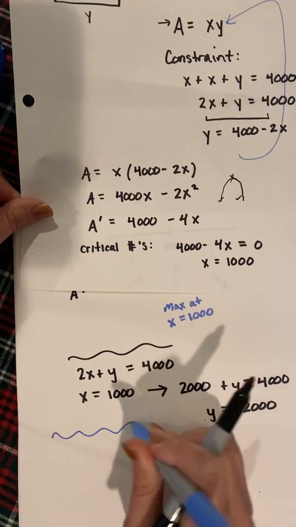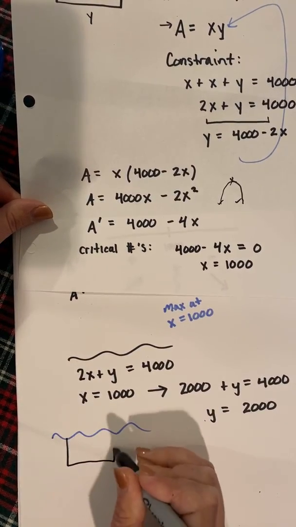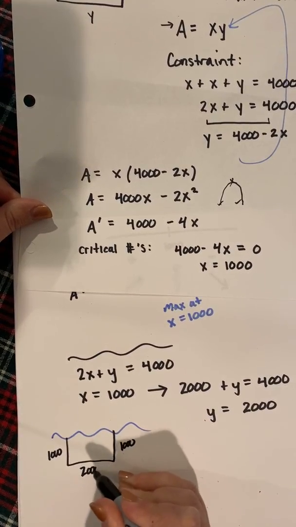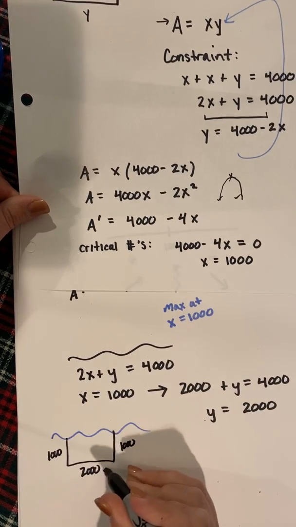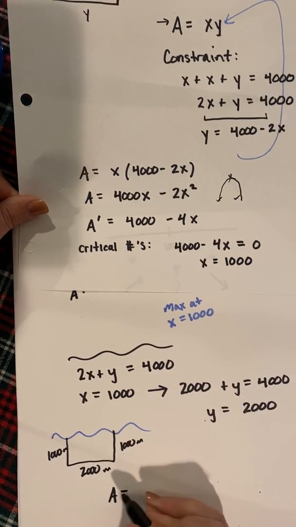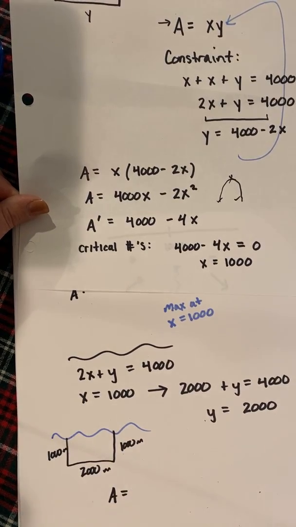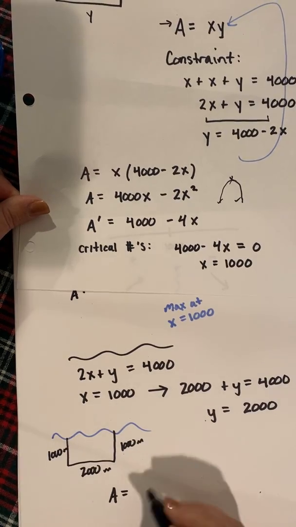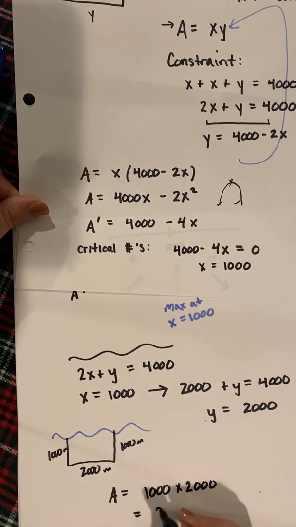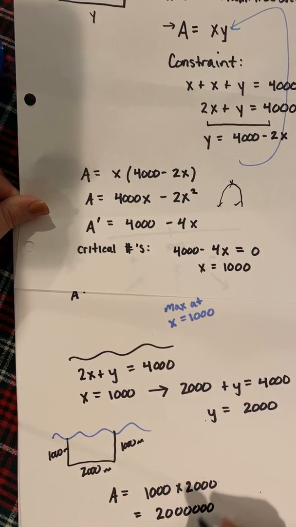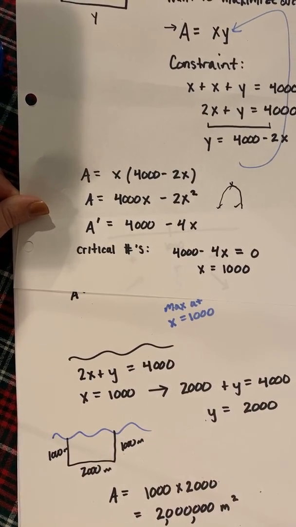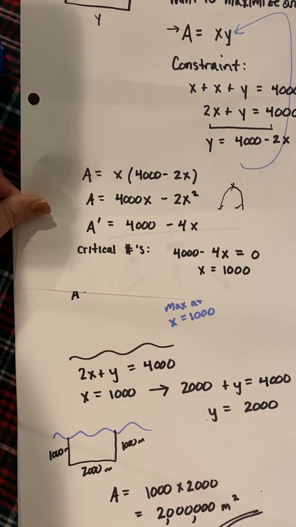So we have our pen here, a 1,000 foot wide by a 2,000, what was it, meter, big fence, right? It's going to give us the maximum area, and the maximum area is going to be the length times the width, which will be 1,000 times 2,000, which is 2 million. Now it's area, and it's meters times meters, so meters squared. And that would be my final answer.